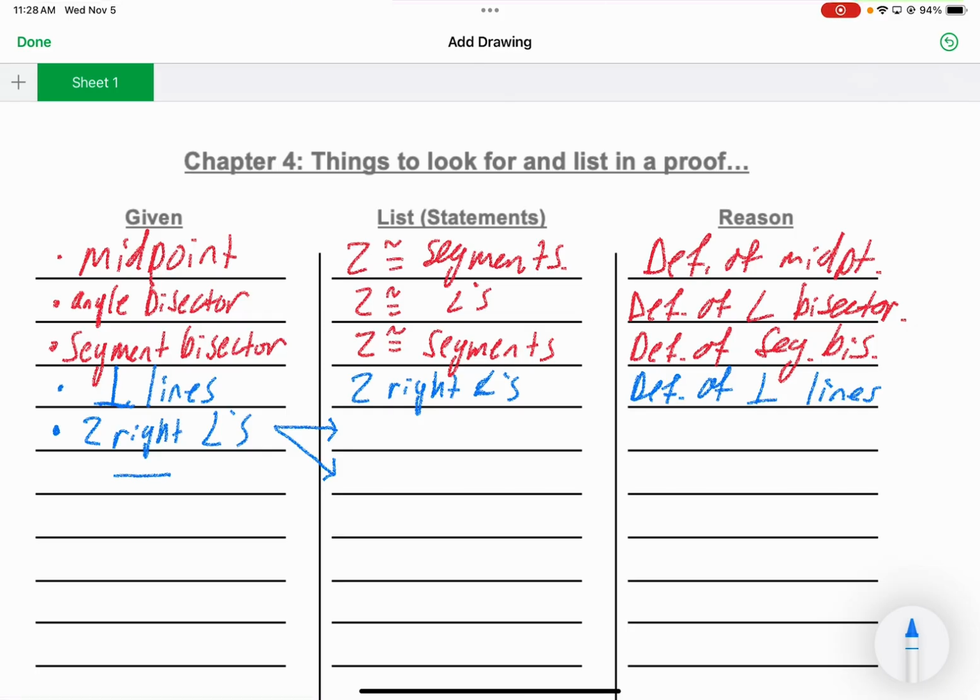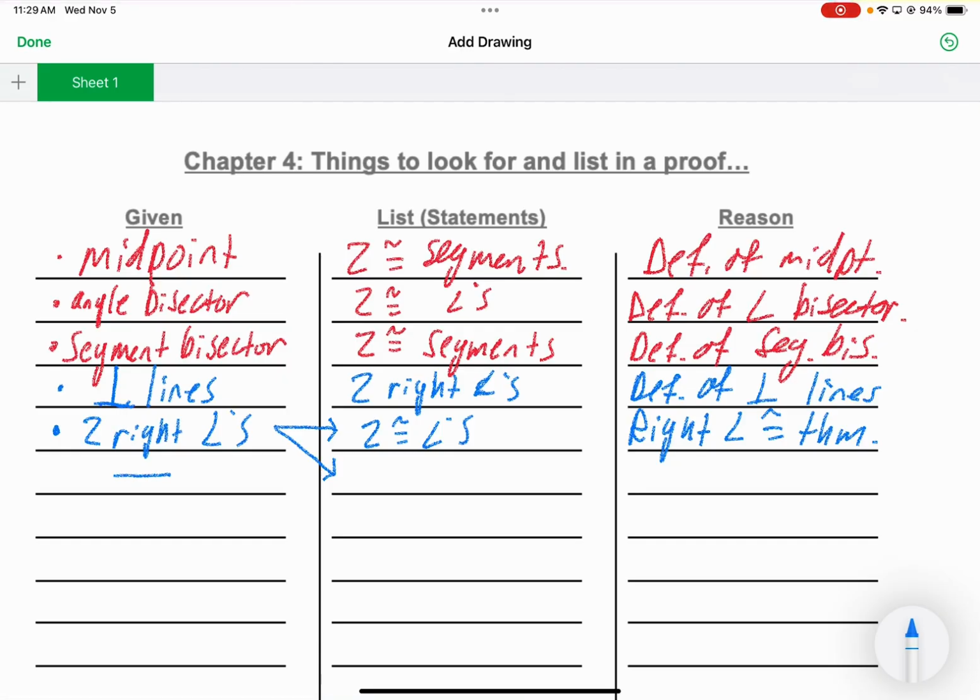What do you know if you have 2 right angles? They equal 90. They also equal each other, right? So what you could say is 2 congruent angles. That's one option. And then your reason for that would be right angle congruence theorem. So if you have 2 right angles, one thing you can say is that those angles are congruent to each other.